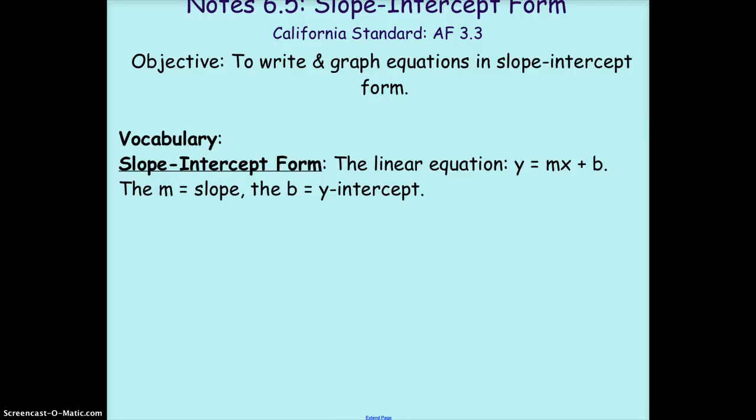Hello class, and welcome to Notes 6.5, Slope-Intercept Form. I know the top is a little cut off, so you'll just have to trust me that it says 6.5.